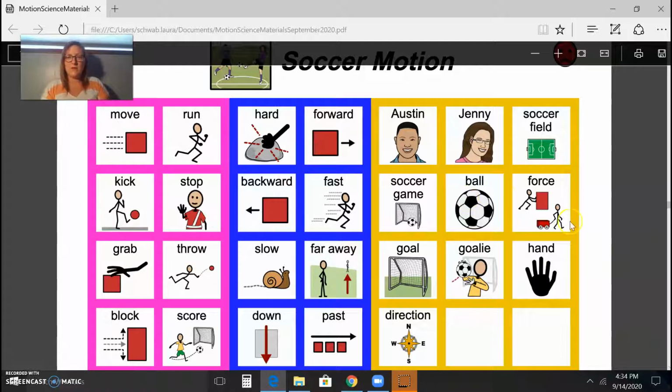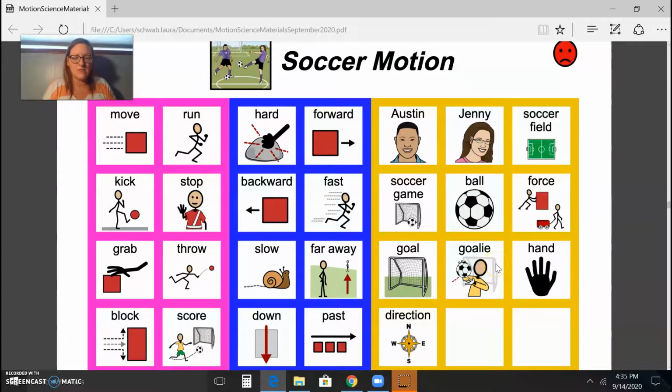We can also point out the word move, because that's a big part of this story, it's about motion and moving. Also the word block. What does it mean to block something? If my soccer ball is blocked from the goal, I don't score. It means you put up something to stop something that's moving. Block. Say block or point to block. So if we have that out next to us, we can check for understanding as we read.